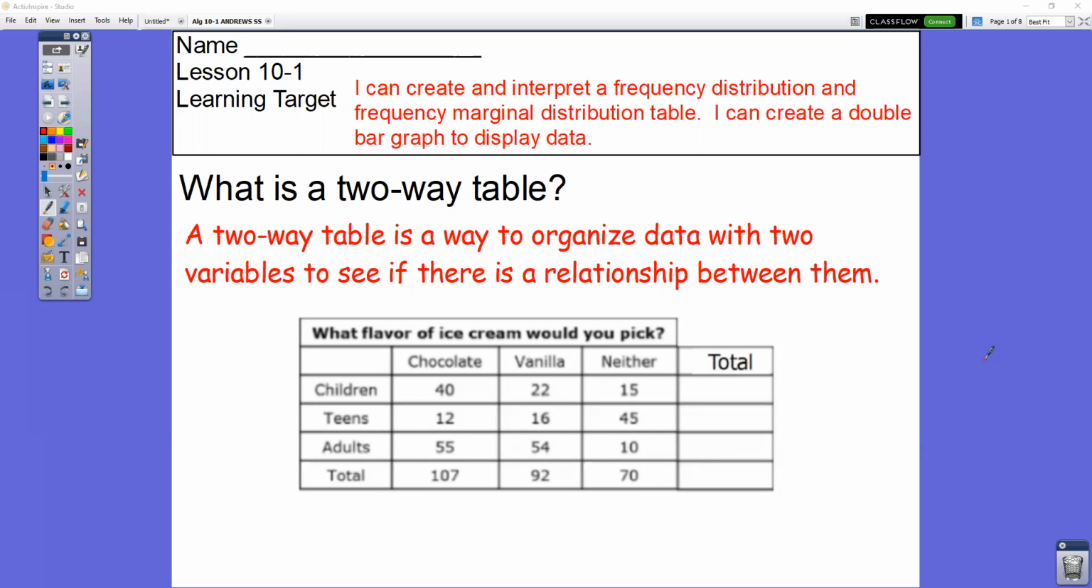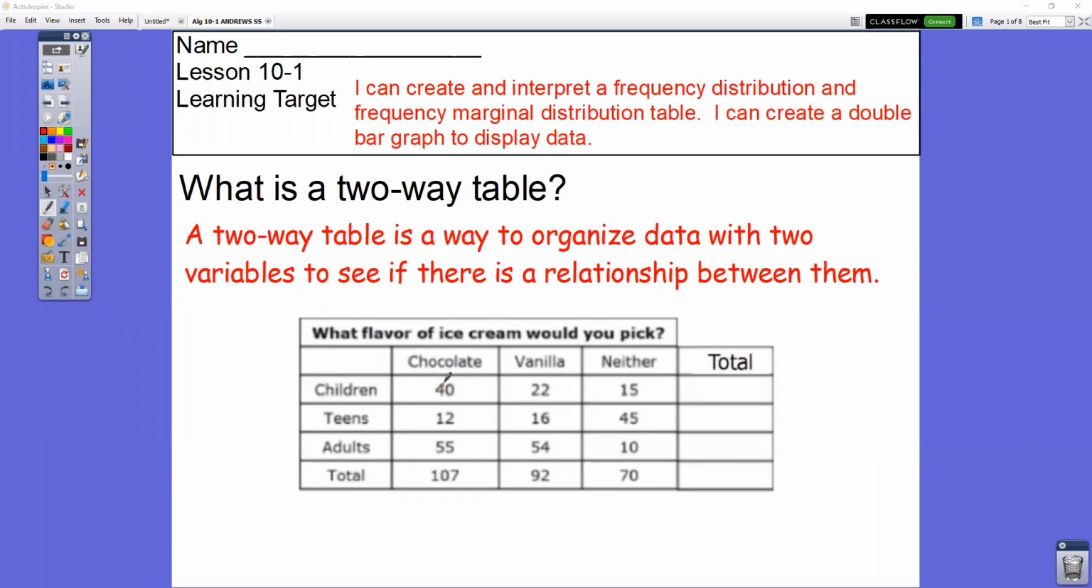So first of all, what is a two-way table? Well, in all of these questions in this chapter, somebody went around and did a survey question. This particular question on the first slide says, what flavor of ice cream would you pick? So people had their choices of chocolate, vanilla, or neither, and they broke it down into children, teens, and adults. So a two-way table is a way to organize your survey data, with two variables or more to see if there's a relationship between them.